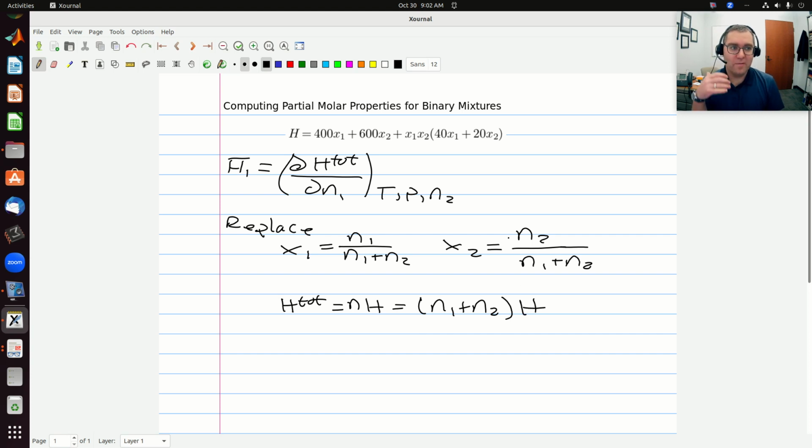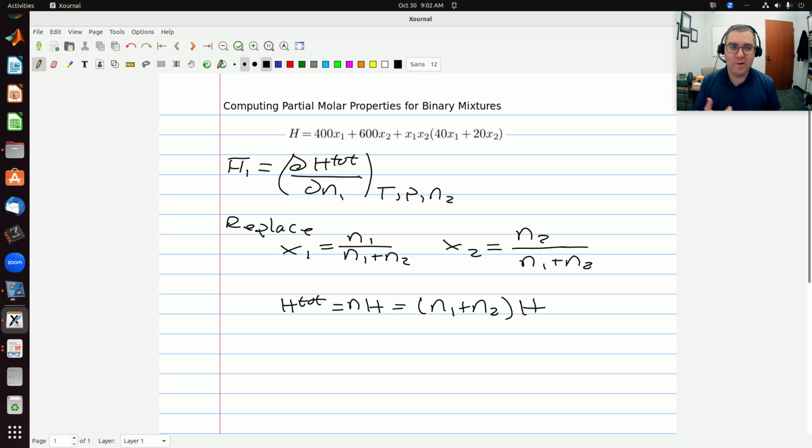So the first thing I would have to do is take my original expression and replace x1 by its definition, so I have this in terms of moles of species 1 and species 2. I do the same thing with x2. And then I also need h total, so I need to take my expression here and multiply it by n1 plus n2. So now I've got this big equation. Once I have this big equation that is only a function of n1 and n2, then I can actually work out my derivative.